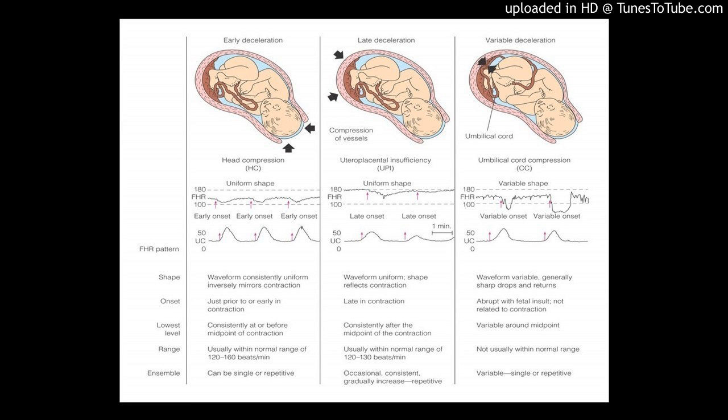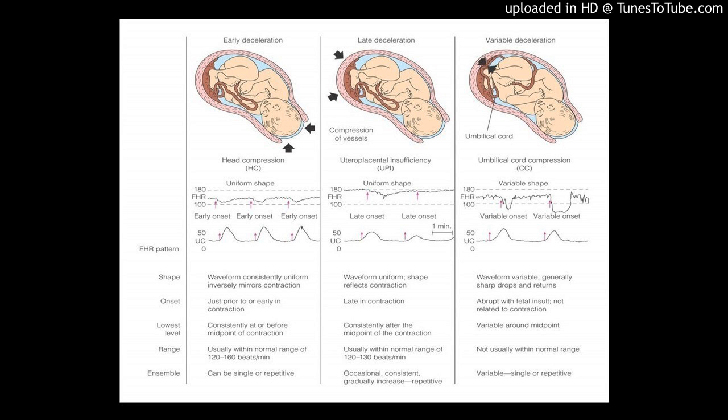Variable decelerations are due to cord compression. That's your C. What that's telling me is that as the baby is flipping and flopping around, it is pinching off that umbilical cord. As he's sinking down into the birth canal, that umbilical cord might get pinched up against the pelvis, or it may get caught between his little legs, but he moves again and it comes right back up because the blood flow is returned.